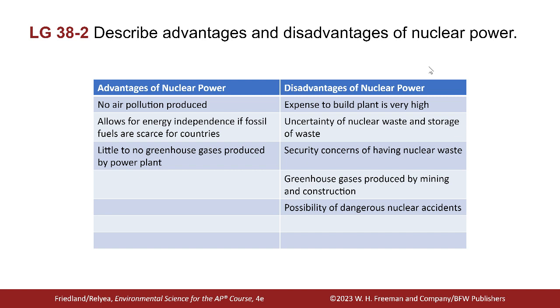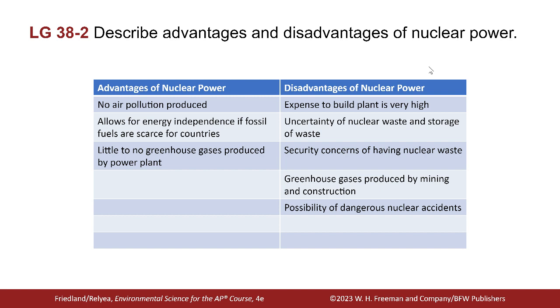There's no greenhouse gases produced other than to build and maintain. So disadvantages: nuclear power plants are very expensive to build because there's a lot of energy they have to contain, okay? We still don't really know how to deal with the waste and storage of the waste. Security concerns of having nuclear waste. So obviously you can imagine this much energy would be pretty enticing to somebody who wants to do a lot of destruction, right? The atom bomb, same kind of stuff, okay?